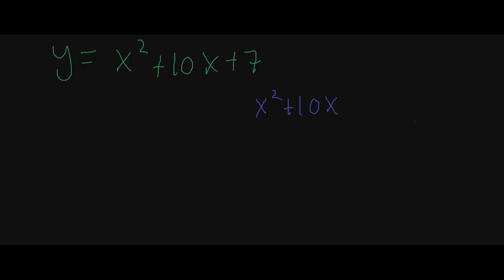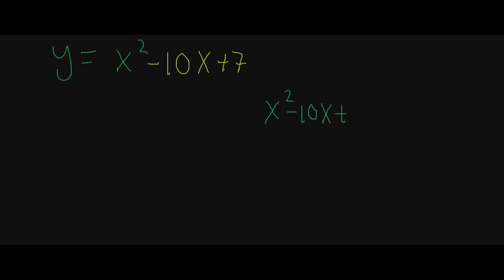Actually, you know what? Let's spice this problem up a little bit more. Let's do minus 10x plus 7. So now let's do this one more time. We're going to get x squared minus 10x plus blank is equal to (x plus blank) squared. Just like before, what do we do to this middle term to get the number over here? We divide that by 2, and we're going to get minus 5 right over there.